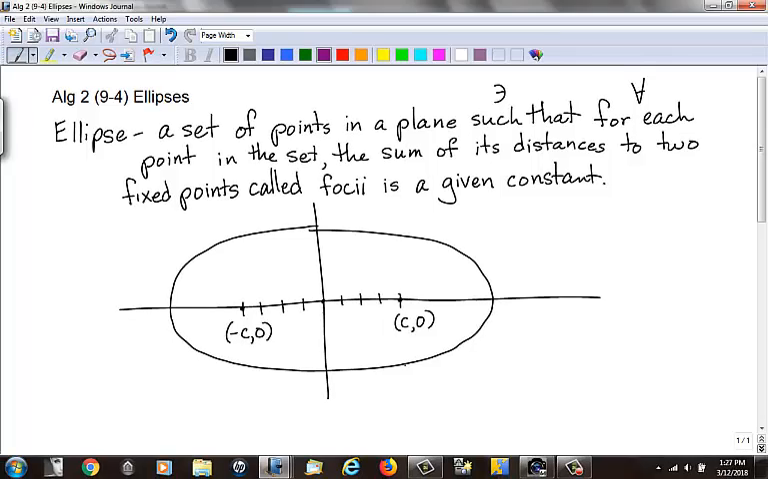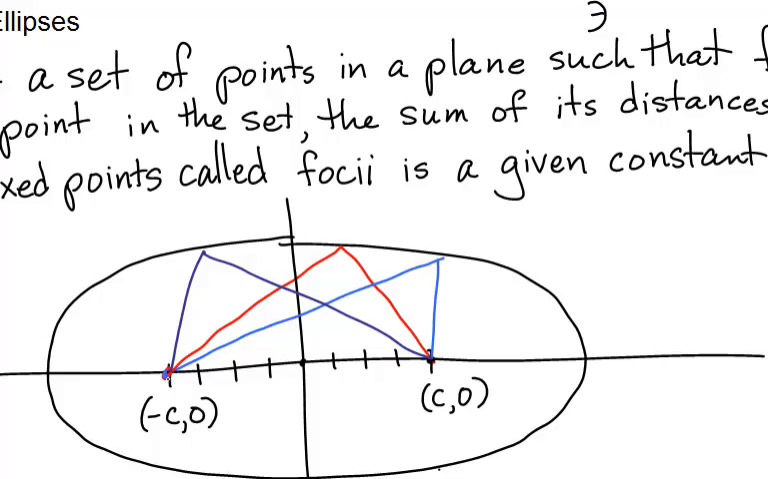And the distance from this point, a point on the ellipse, to the other foci, the distance is a constant. Like if that distance was, I'm just making up a number, if that distance was 10, then this distance would also be 10. Okay, no matter where you draw that, the distance is a constant between those two foci points.